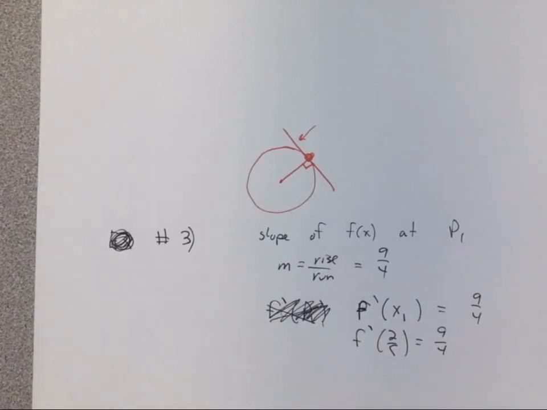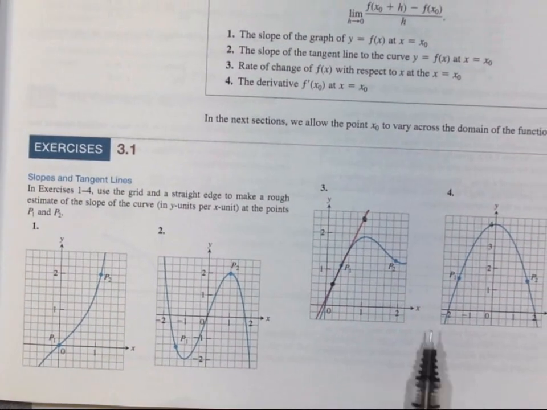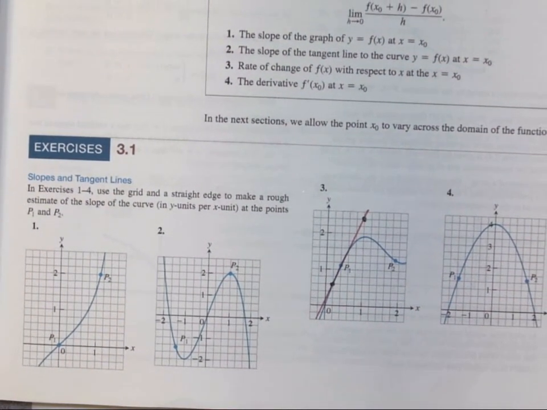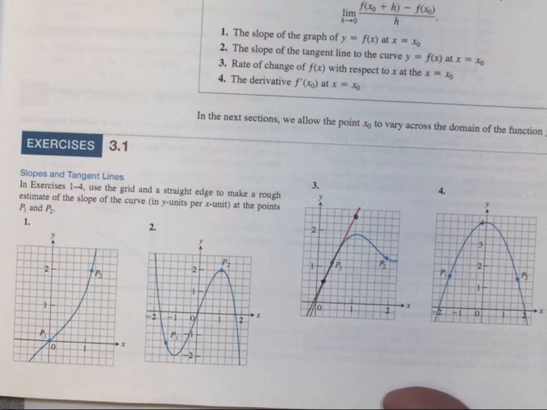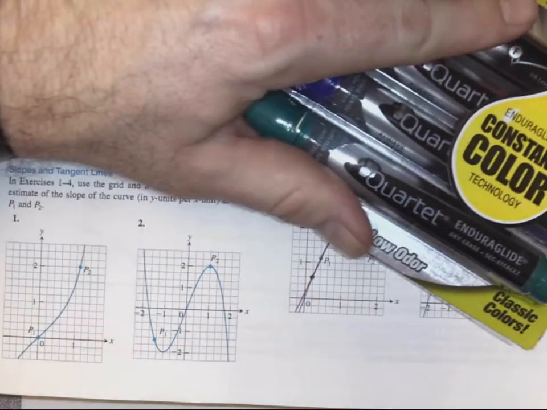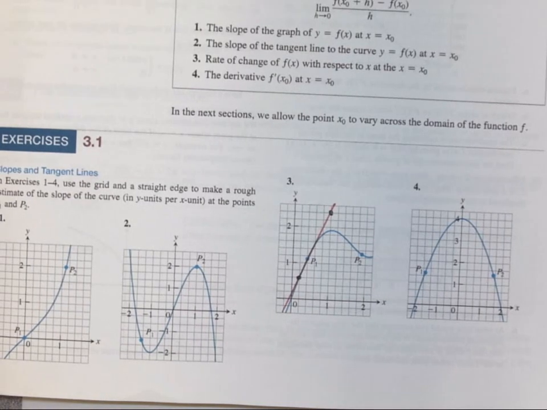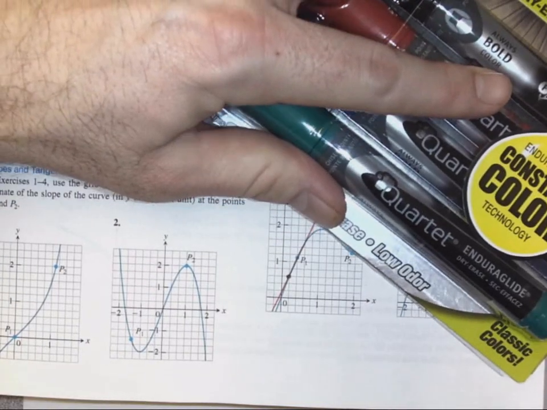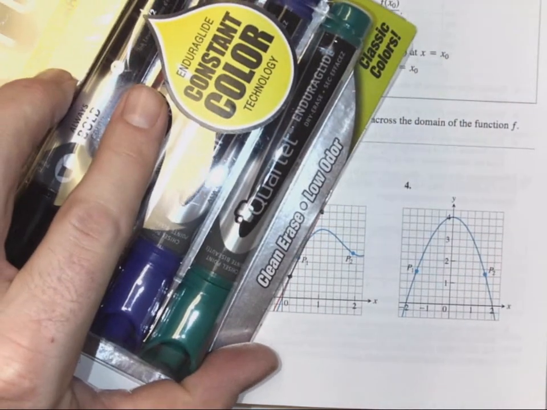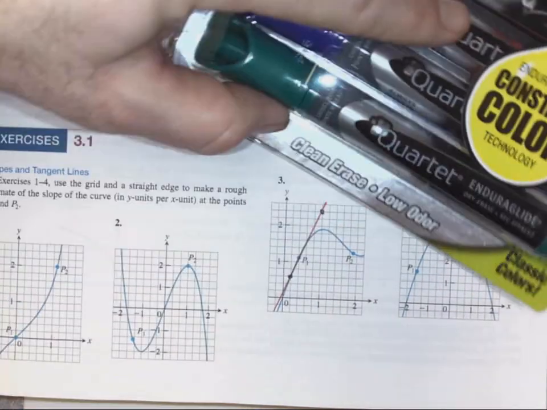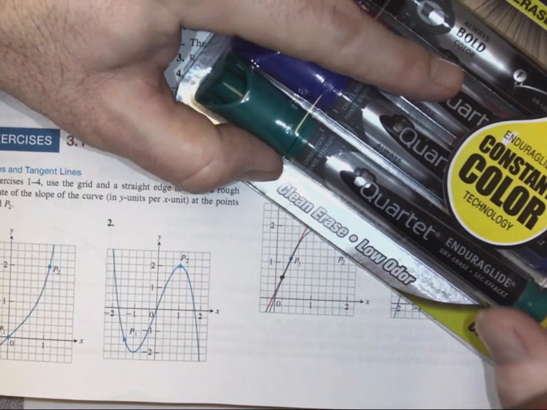What if I do P2? Well, P2 is, I don't even know what x value that is. Pretty close to 2. You guys agree? Okay, so I'm going to do a straight edge here. Do my best. Oh, is the slope going to be different? No. Well, let's see. Remember, this slope is positive, right? This slope is what? Negative. It's definitely going to be different.